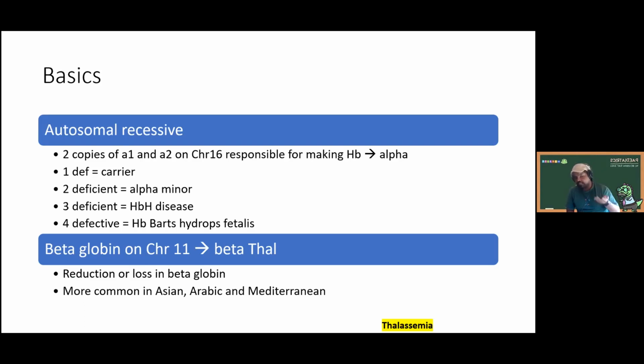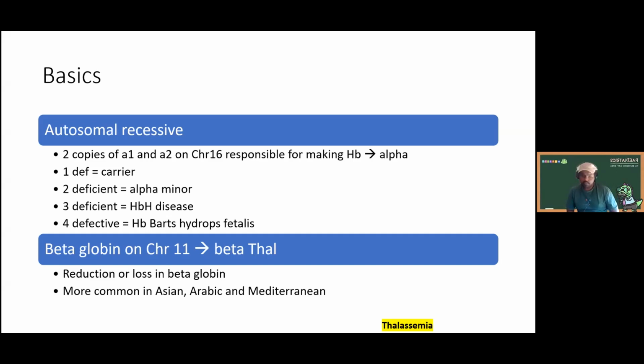So Hb Barts usually has a very high mortality. Children die in utero, and it results in hydrops fetalis. So there's just not enough red blood cells to carry oxygen around the body, which results in this fluid overload-like state that's not really compatible with life. It ends up with heart failure, and you get that classic looking picture.